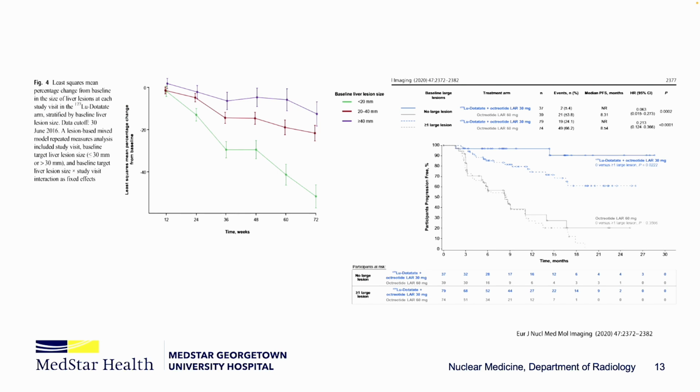And these other two say essentially the same thing. Depending on how much, the larger the liver lesions are, the worse the prognosis, and smaller liver lesions can be more easily treated, at least with Dotatate, as it was done in this study. So, lutetium Dotatate treatment.